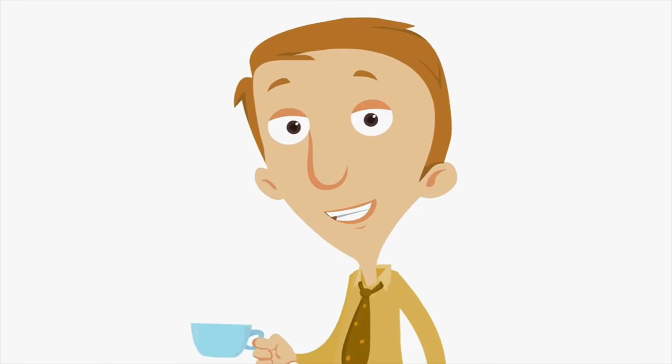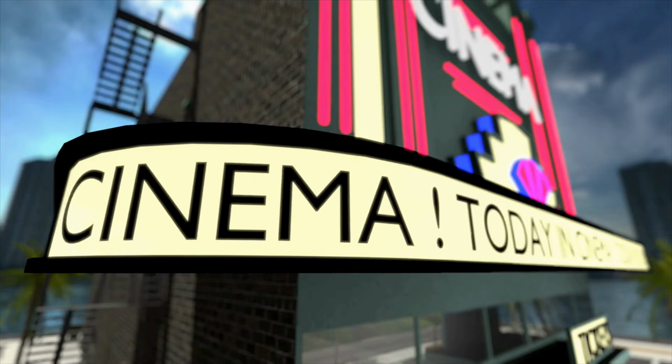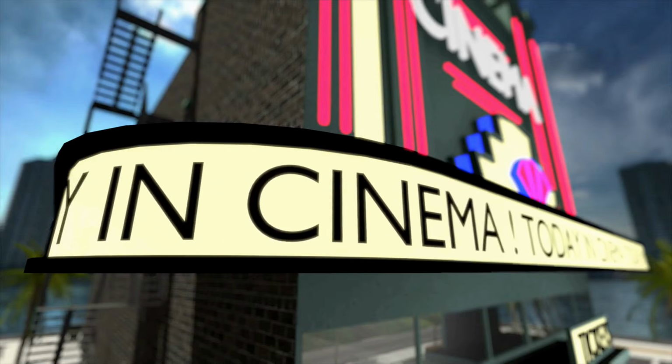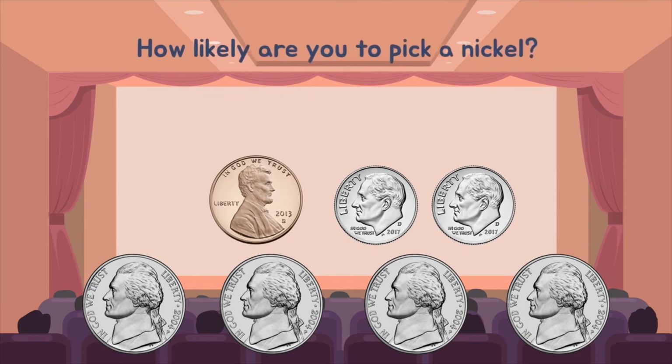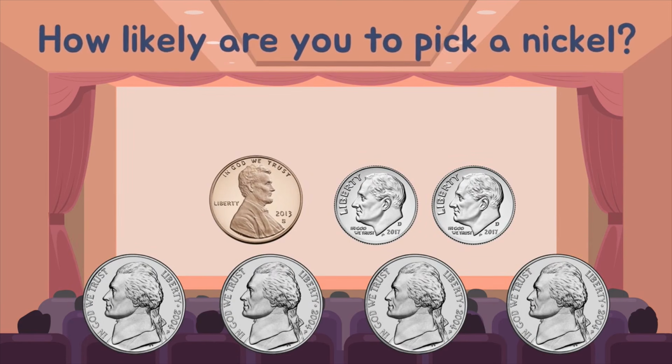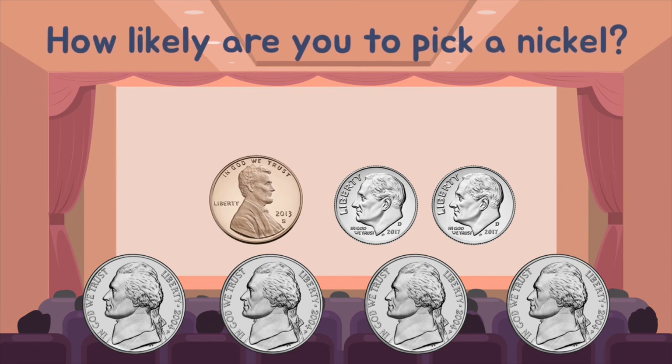I need your help. Pretend you are at a movie theater. You've been picking up coins you found along the way, 7 in all: 4 nickels, 2 dimes, and 1 penny. While you wait for the movie to start, you pick coins randomly without looking. How likely are you to pick a nickel?